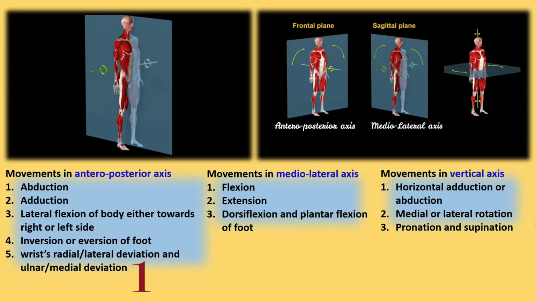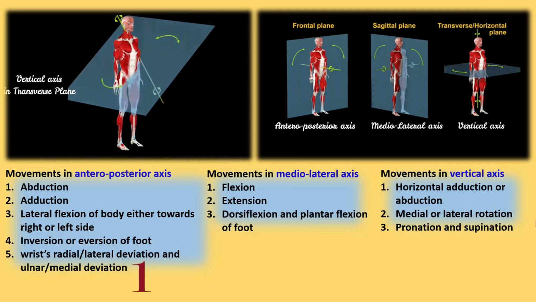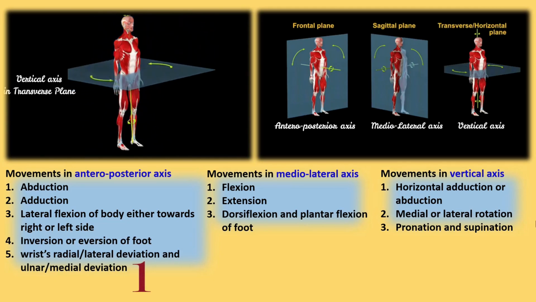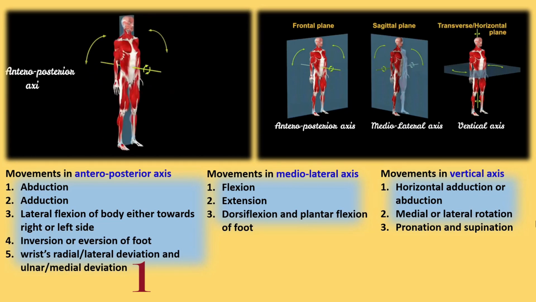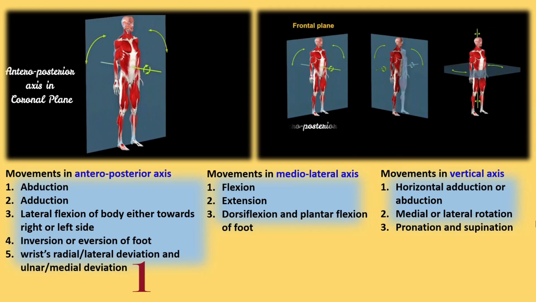Number 1, antero-posterior axis in coronal plane, produces adduction, abduction, lateral flexion of the body either towards the right or left side, inversion or eversion of the foot, wrist radial or lateral deviation, wrist ulnar or medial deviation, and scapular elevation or depression.